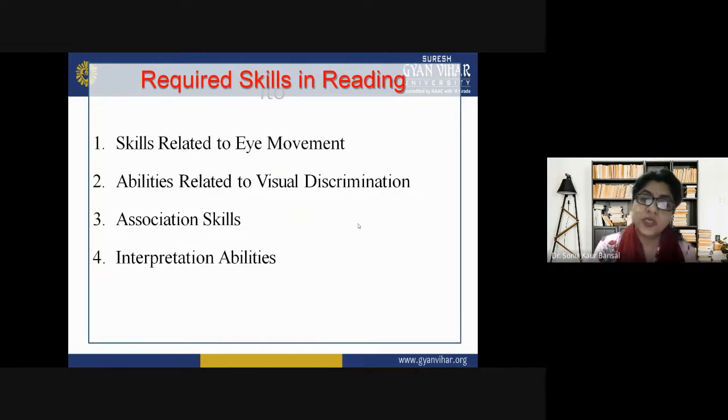Then interpretation abilities. When you are reading something, you are decoding the symbols, and by decoding the symbols, you are comprehending the matter. And then you are retaining that message which you have got through reading. Then interpretation will be on your own basis, how you do it.